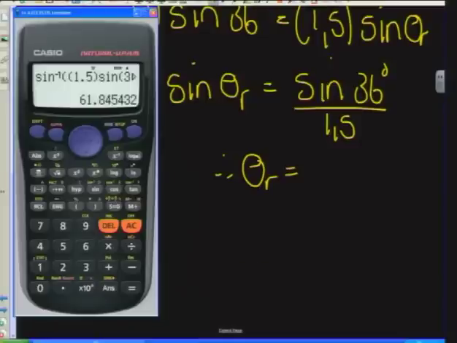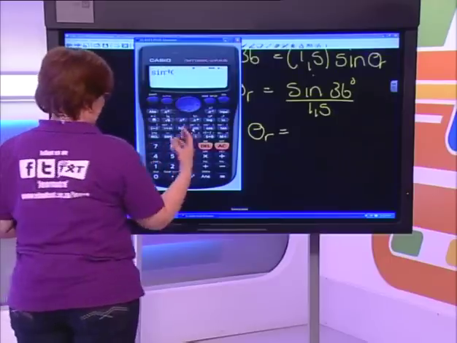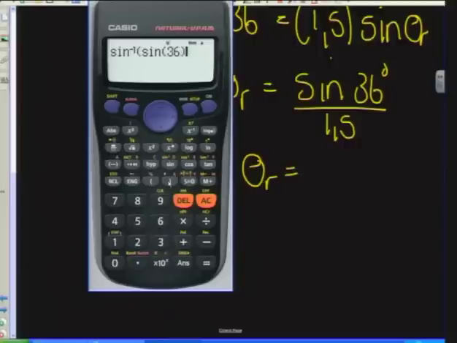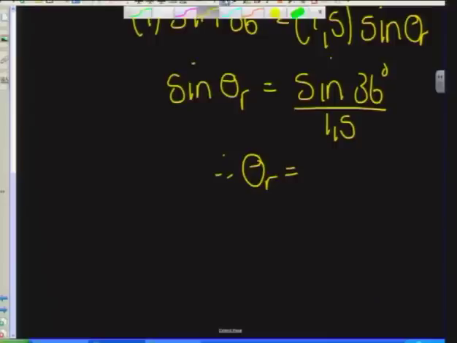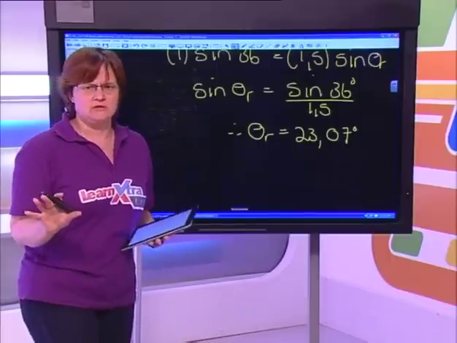Let's do the calculator again, okay? We're going to use second function sine, just like we did the last time. Now we're going to put in what we want inside, so it's going to be sine 36. Remember to close the bracket on the 36 so that your calculator knows that's the angle. Now we're going to divide by 1.5, close our brackets, and we get 23.7 degrees. Okay, much better angle. Makes more sense now. You guys okay with that?